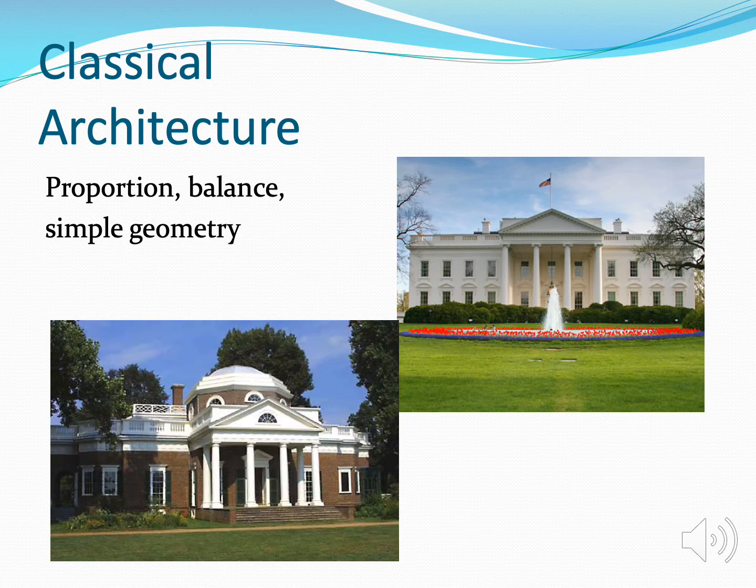The one on the left is Thomas Jefferson's residence, Monticello in Virginia. The one on the right, of course, is the White House. Notice the simple geometric shapes, the symmetry. This is the clear, logical, rationalistic approach that we associate with the second half of the 18th century.